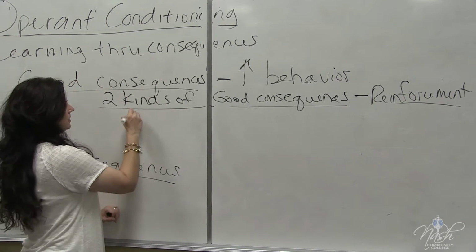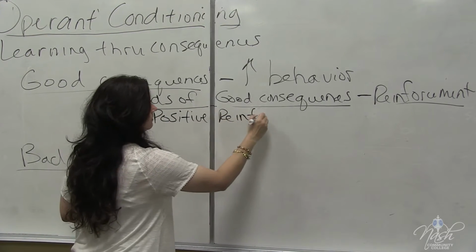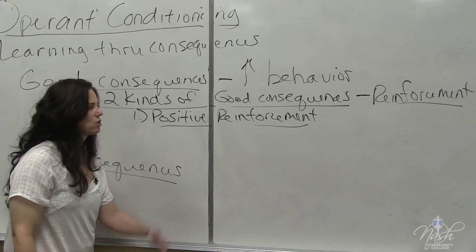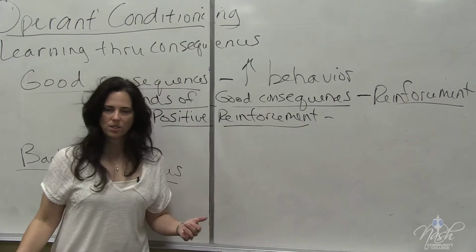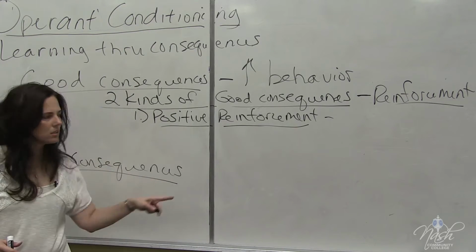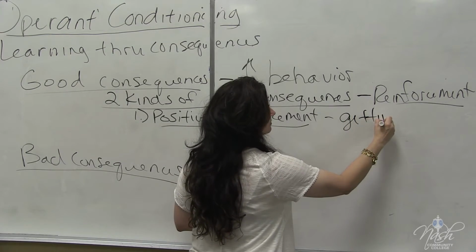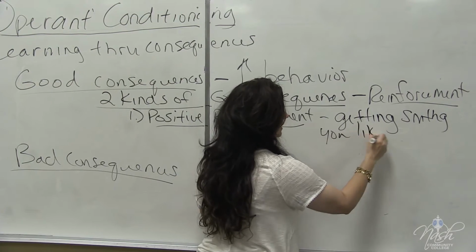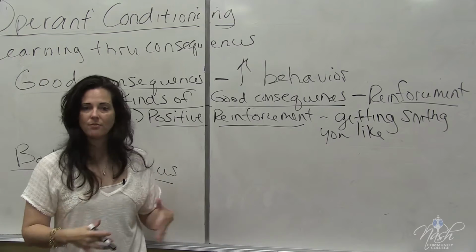So 2 kinds. 1, positive reinforcement. Nobody has a problem with positive reinforcement. This is so easy, usually, for students to understand. We've heard the word positive reinforcement in our natural lives all the time. And luckily, it's used correctly. Thank goodness, I don't have to fight that one. This is getting something you like, okay? Somebody is adding something to your life that you like.